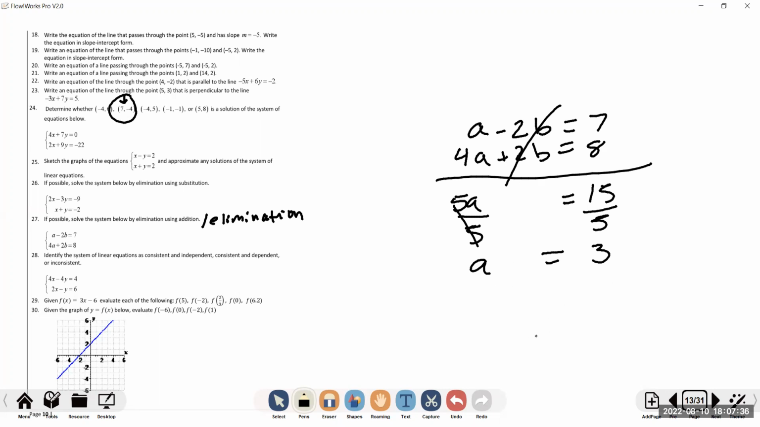Now I can go back into either of the equations and go into the first one. 3 minus 2b is equal to 7, -2b is equal to 4, b is equal to -2. So my ordered pair (a, b) is going to be (3, -2).